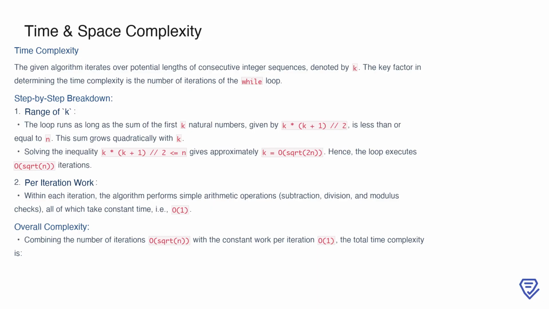Within each iteration, the algorithm performs a few basic arithmetic operations like subtraction, division, and modulus checks, each of which takes constant time, or O(1). Therefore, combining the O(sqrt(n)) loop iterations with the O(1) operations in each iteration, the total time complexity of this algorithm is O(sqrt(n)).